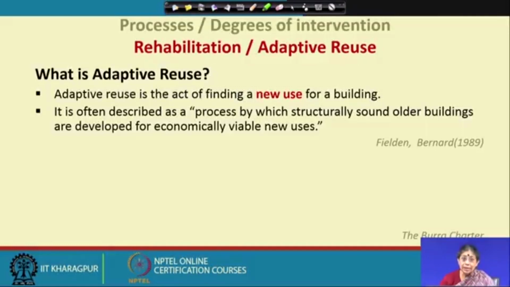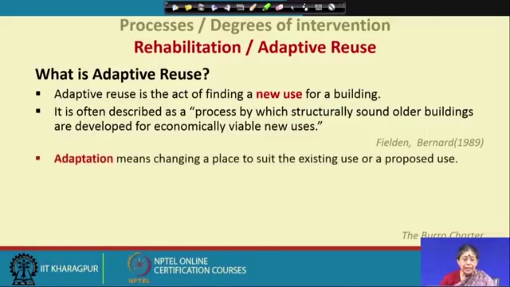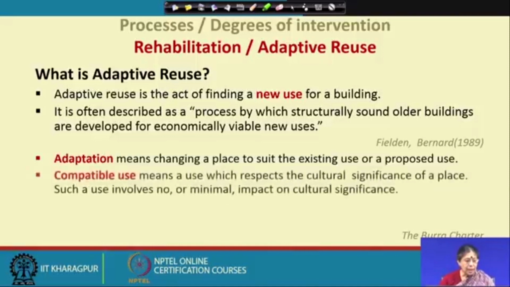Let us see what the Burra Charter, the Australia ICOMOS charter, says about adaptive reuse or rehabilitation. It says adaptation means changing a place to suit the existing use or a proposed use. And then there is compatible use. This compatibility is very important, which means a use which respects the cultural significance of a place. Such a use involves no or minimum impact on the cultural significance. So, we have to understand the impact of the new use.